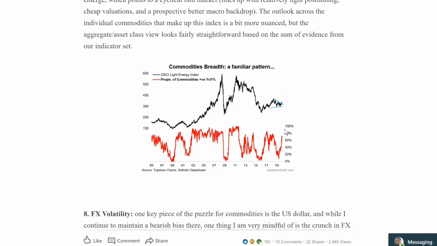And also worth noting there is that little, I guess you can call it, symmetrical triangle. It's not quite a descending wedge there, but basically a symmetrical triangle pattern. We had a breakout to the upside, which kind of helps frame the situation there.